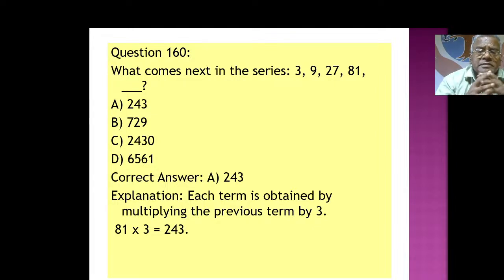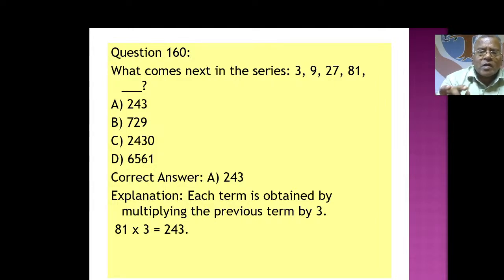What comes next in the series? 3, 9, 27, 81, dash. What is the missing number? Each term is obtained by multiplying the previous term by 3. Right? 3 into 3, 9. 9 into 3, 27. 27 into 3, 81. So automatically 81 into 3 you must calculate, isn't it? 81 into 3, that is 243. So 243 is the missing number.